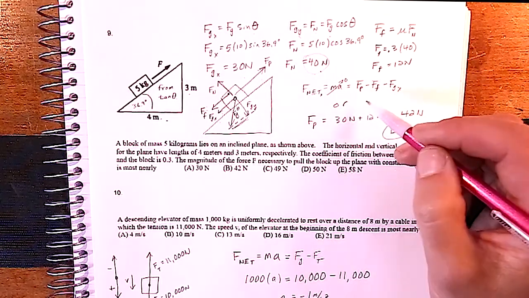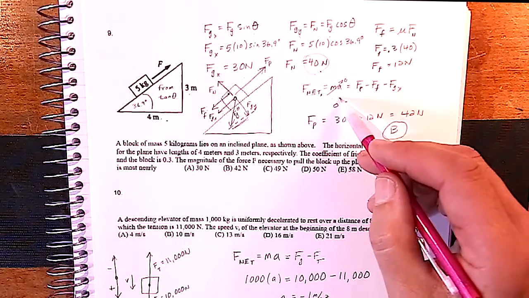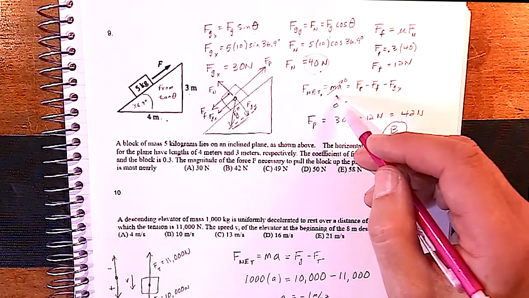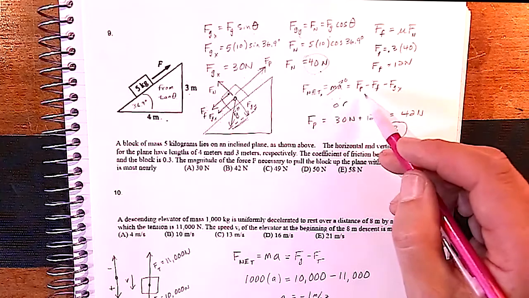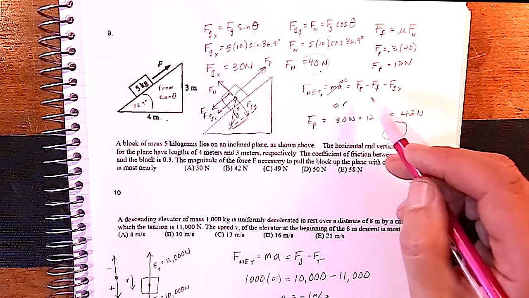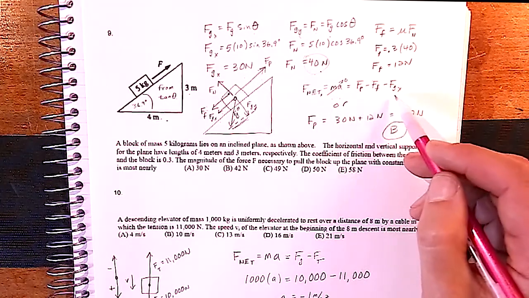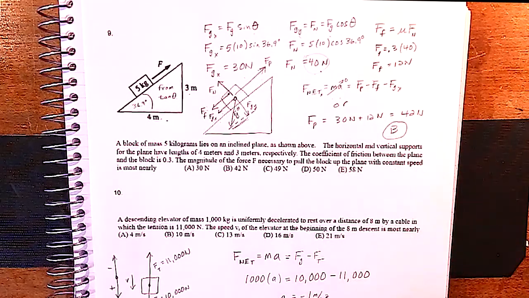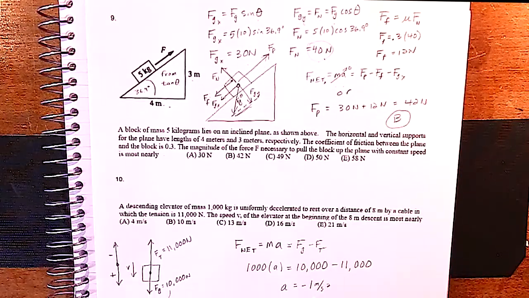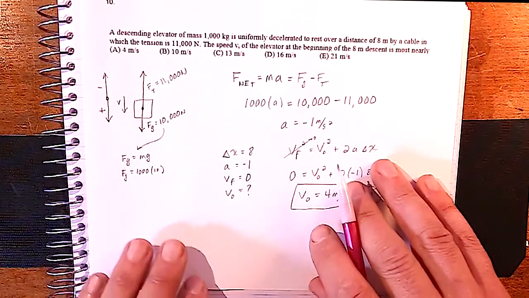So write our equation, F net equals ma. It's not accelerating, it's moving at a constant velocity. So we have the force of pull minus the force of friction minus Fgx, and that gives us a value of 42 newtons, or choice B.